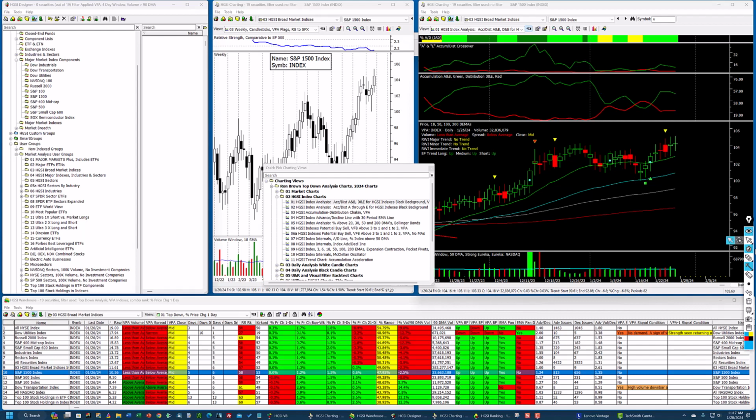I want to point out that the fan, this is the 18, this is the 50, this is the 100, and the 200, it didn't get close to crossing over. It remained strong.